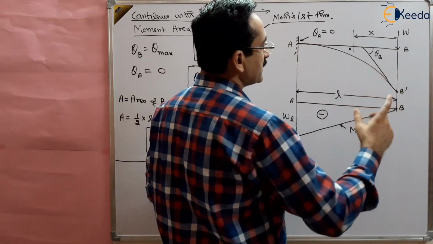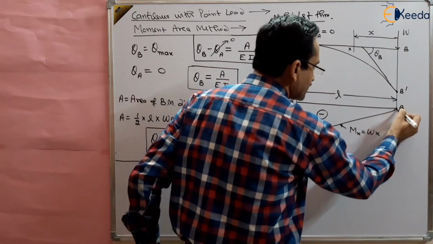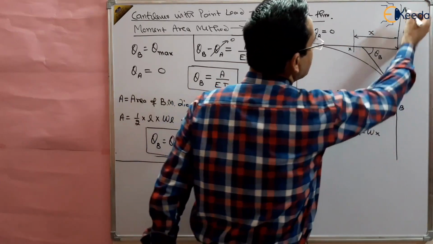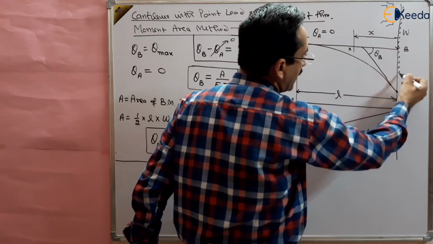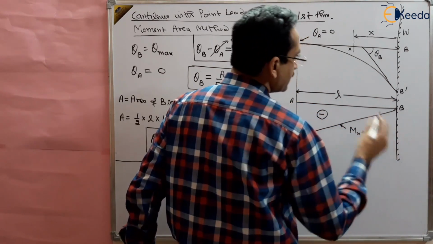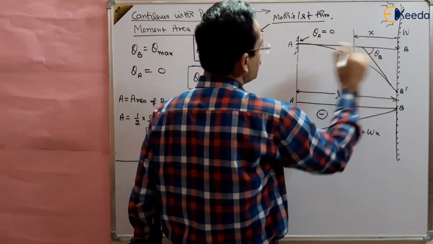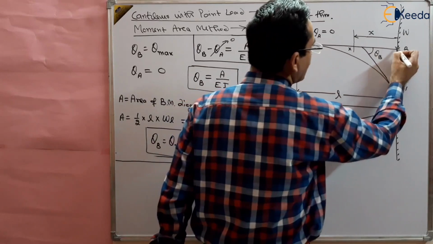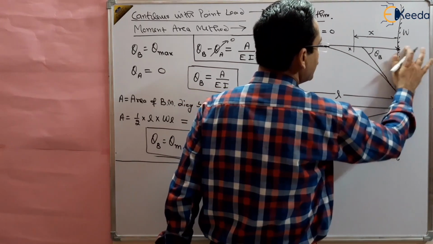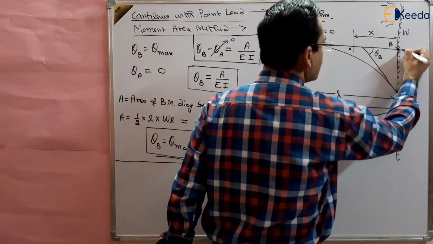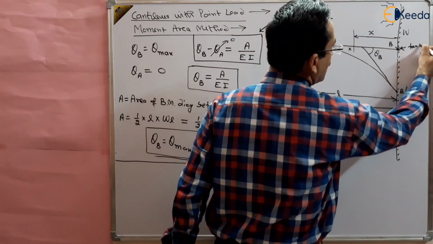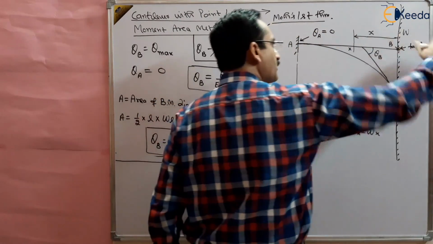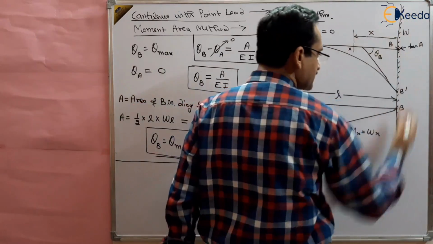We should choose the reference line like this. I have chosen this as the reference line, right? Why have I chosen this reference line? Because the tangent at this point will be lying on this line. So this is the tangent at A. Because it is a straight line, as the slope at this point is 0, this is the tangent at A, intersecting this reference line.